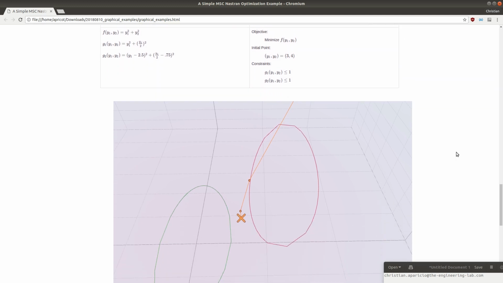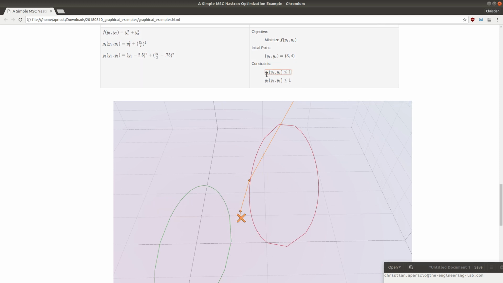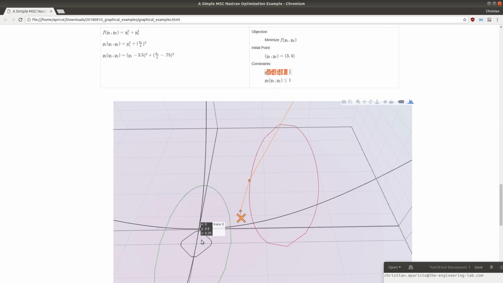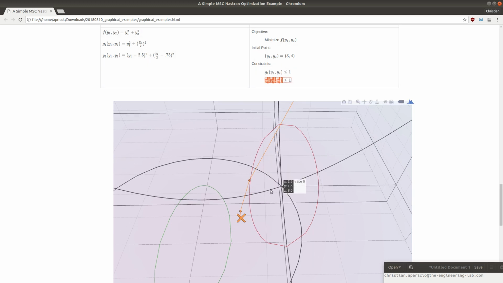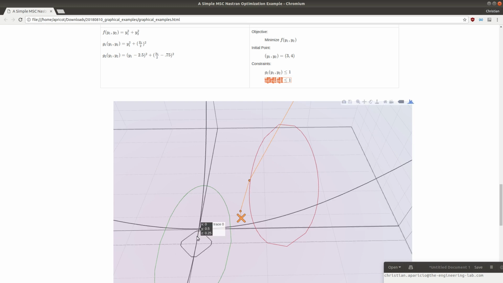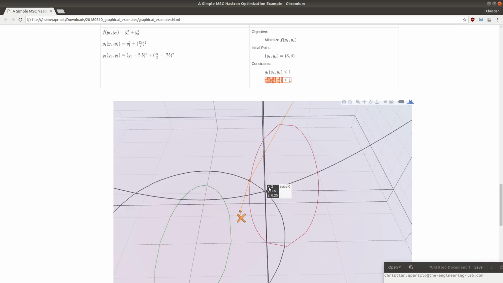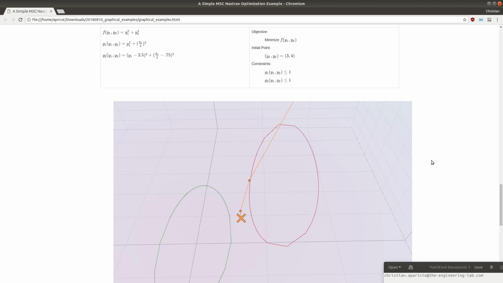So here we're going to say that, again, the design is valid as long as G1 is less than 1, so if you're inside of the green ellipsoid, and G2 is less than 1, if you're inside of the red ellipsoid. Remember, a design that satisfies both of these inequalities does not exist. You cannot be in the green ellipsoid and the red ellipsoid. That is not possible. The optimizer discovers this, it stops, and it tells you it cannot do it.